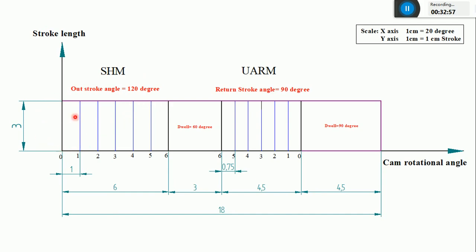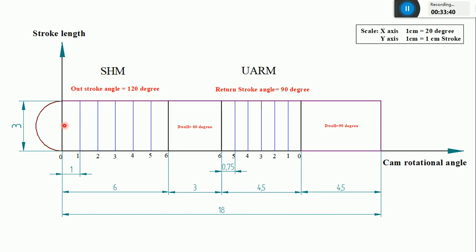So what I'll do is take the midpoint of this 3 centimeter, that is from this reference point, 1.5. I'll take the center point. I'll draw a semicircle with a radius of 1.5, taking the midpoint of this stroke length. The stroke length is 3 centimeter along the y-axis. So from this reference point I'll indicate the center, that is 1.5, and using the compass, I'll draw a semicircle with a radius of 1.5 centimeter.